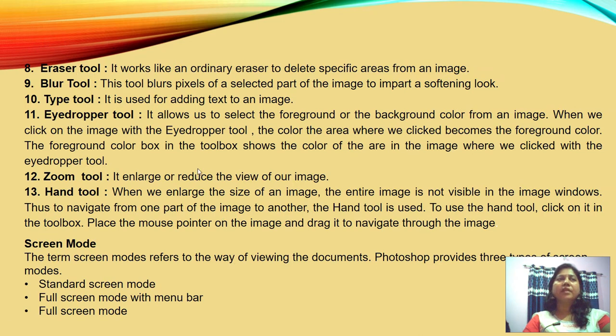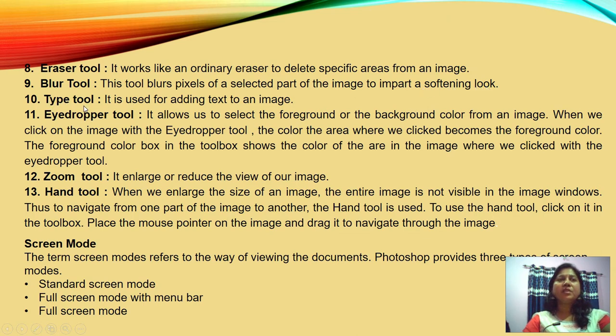Then next is your erase tool. It works like an ordinary eraser to delete a specific area from an image. Blur tool. This tool blurs pixels of a selected part of the image to impart a softened look.